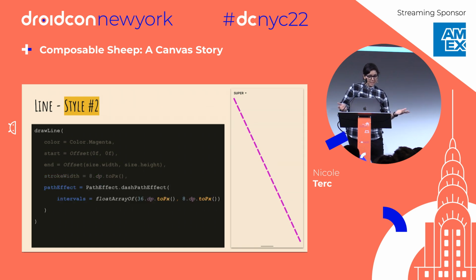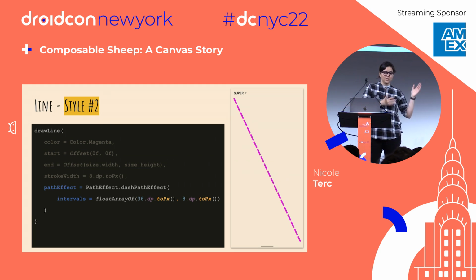In order to do that, surprise, surprise, I just need to pass an extra optional parameter called path effect. I am just calling my dash path effect and passing intervals, and voila, you have a dashed line. All of this, as I mentioned, is out of the box. I'm still not doing anything custom here. So all of this you can achieve without creating anything at all.